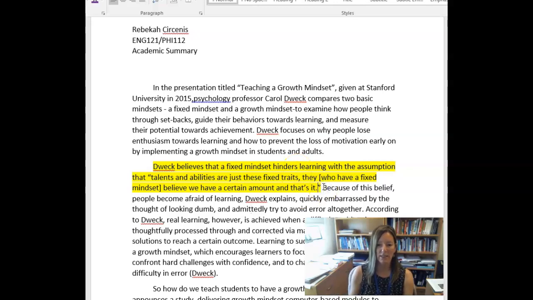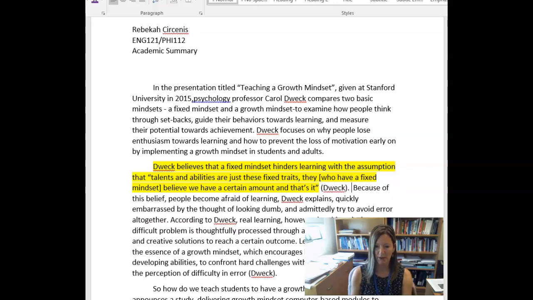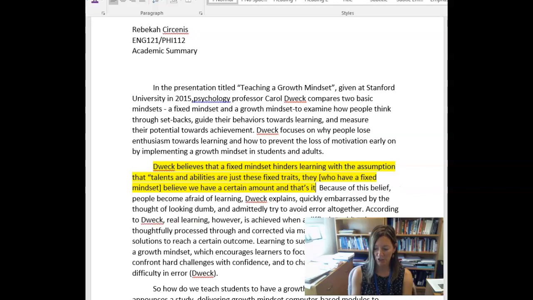She does not need to have the parenthetical citation, which we just talked about, because she's already got an author tag in the beginning here. And so since she has that author tag, she doesn't need to worry about a citation. So that's pretty much how you're going to integrate a quote.